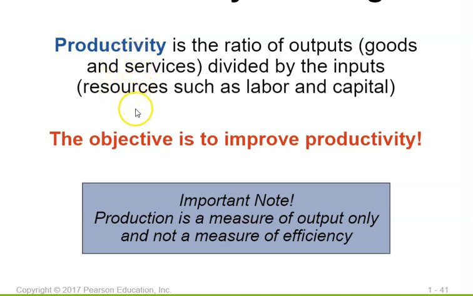And that actually is when you increase your output by keeping your inputs the same. So you have to keep your input constant and increase your output to have a higher productivity, or keep the current output and reduce your inputs. There are two different ways that we can actually increase productivity. The objective is always to improve productivity. Production is a measure of output only and not a measure of efficiency.